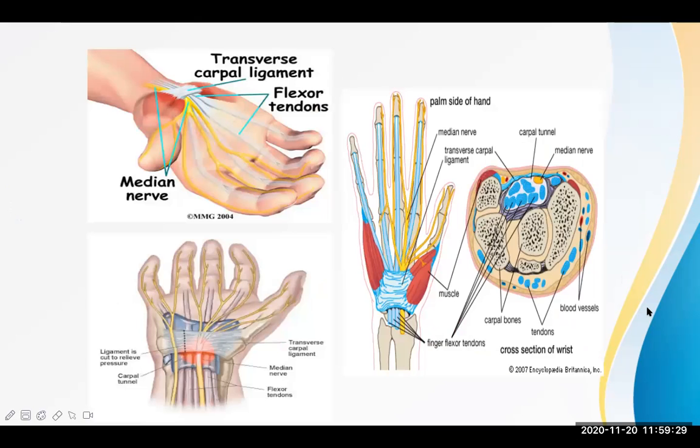Now, see another picture, but the message is the same, just a bit of revision. This is the flexor retinaculum, the transverse carpal ligament is another term. These are the flexor tendons. A lot of flexor tendons are passing through the carpal tunnel, and the median nerve is also there. See here. And these are other cross sections or other types of pictures.